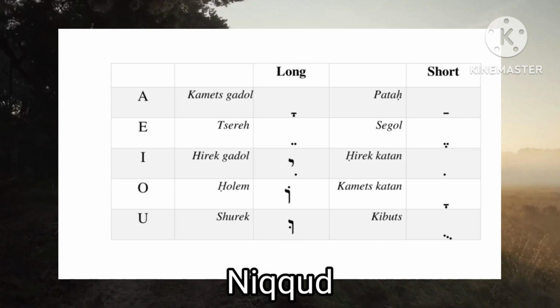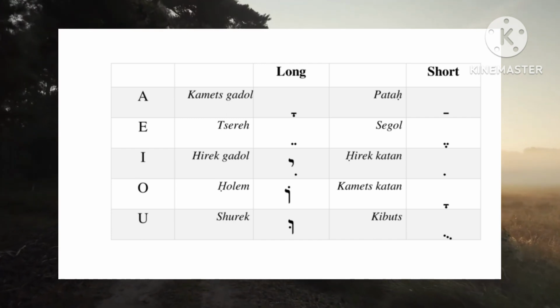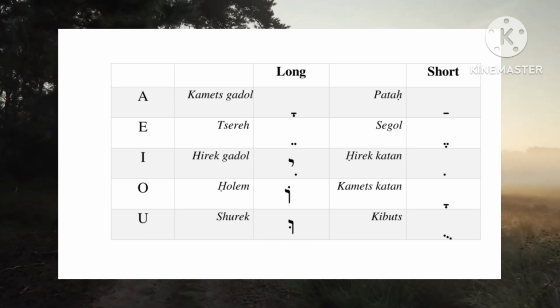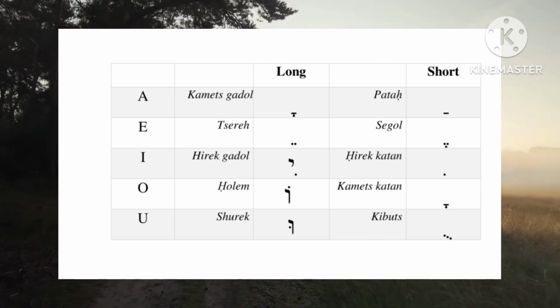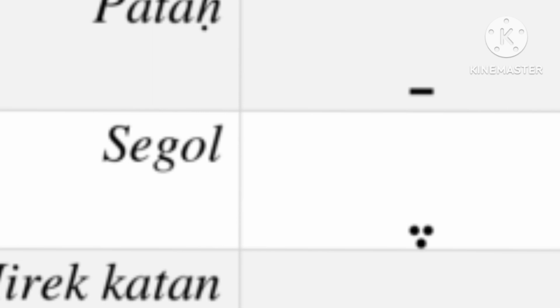And now for the Nikud. There are 10 diacritics that are the vowels A, E, I, O, and U, respectively, but long and short. The patach makes the short A and is a line. The segol makes the E sound and is 3 dots.